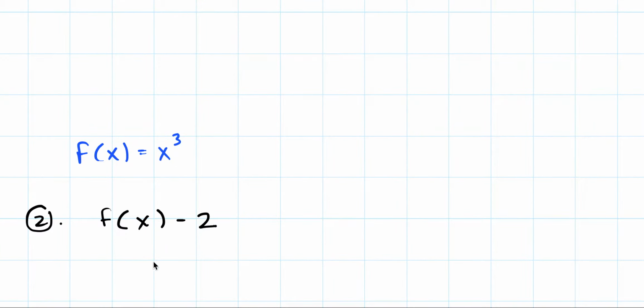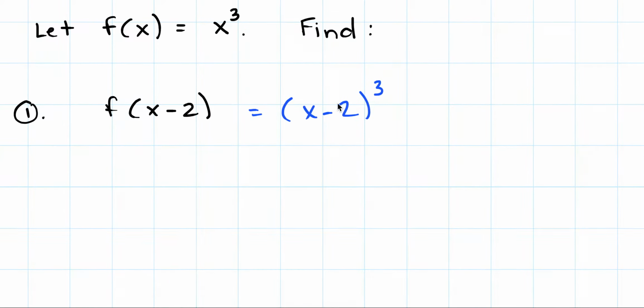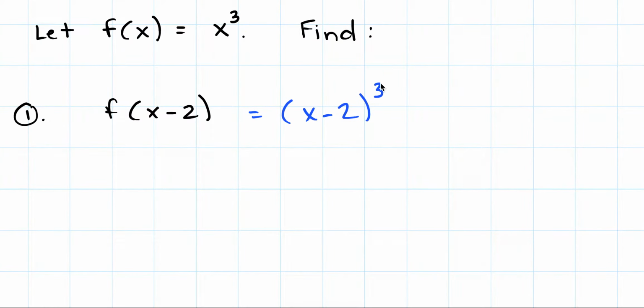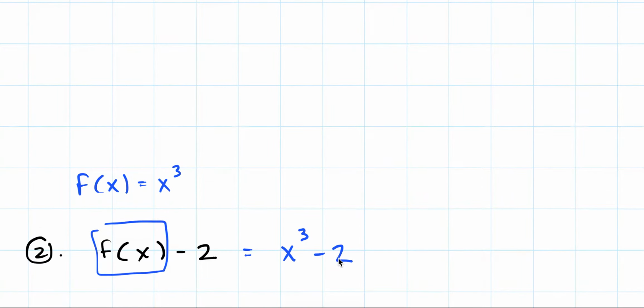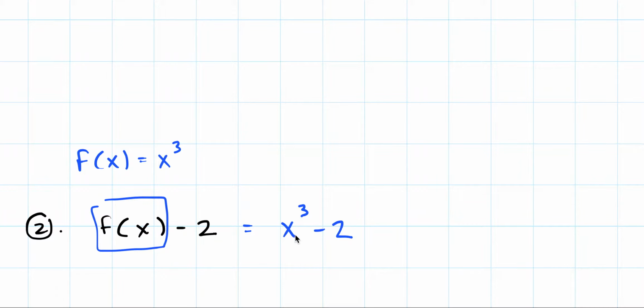Now I want to take the function and subtract 2. So because I'm taking f of x and I'm putting this negative 2 on the outside, what I'm going to get is x cubed minus 2. Again, I want you to notice the difference. The negative 2 is on the inside of these parentheses. It's being cubed as well. Here the negative 2 is on the outside, so it's not inside this cubed part.